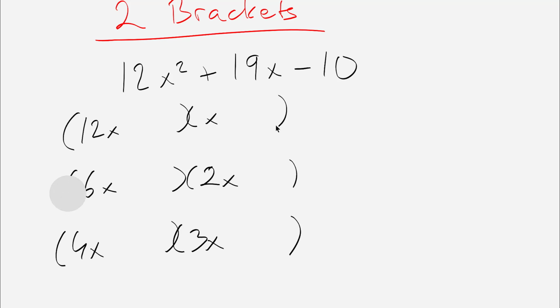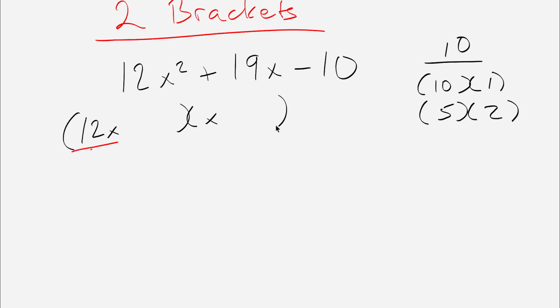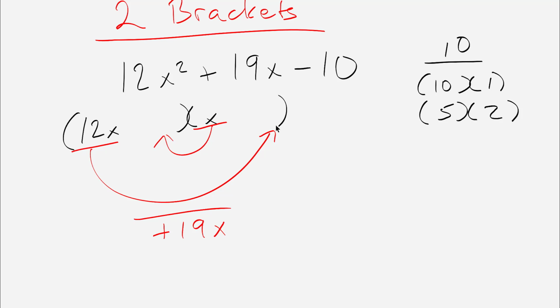So we start out with the 12x times x, and factors of 10, we could have 10 times 1, or maybe 5 times 2. So let's have a look here. We'll just do some trial and error. Remember how it works. The 12x will get multiplied by whatever number I put there. The x will get multiplied by whatever number I put there. And after that, it has to combine to plus 19x.